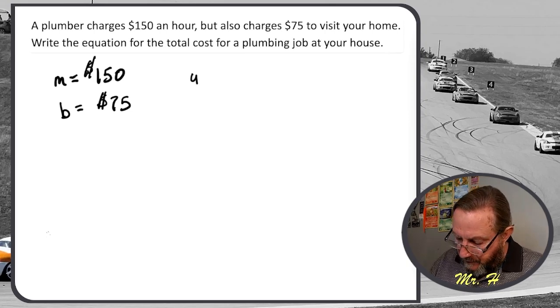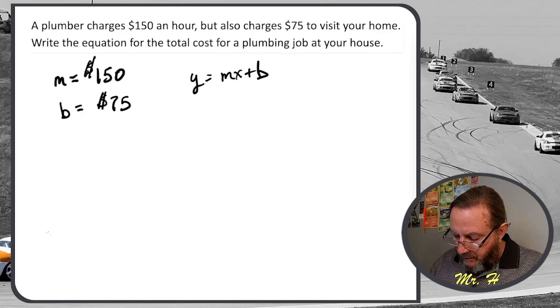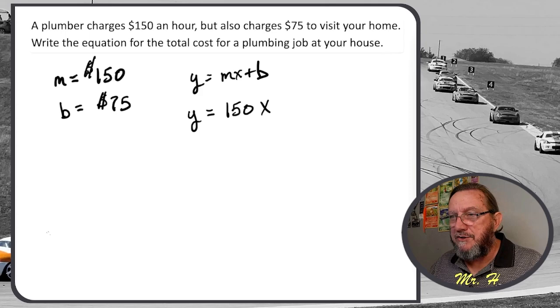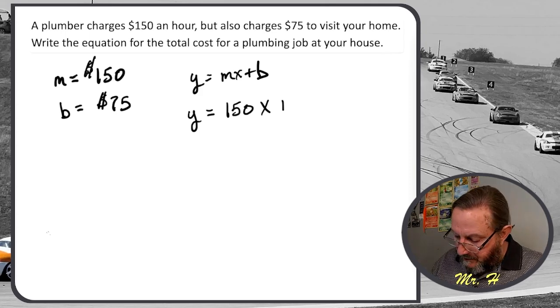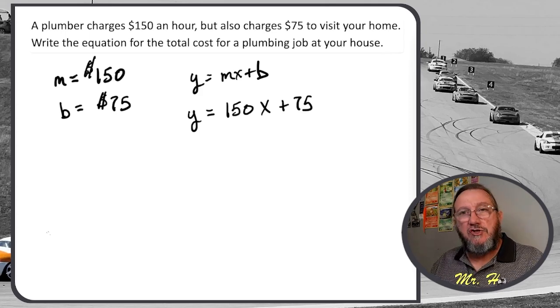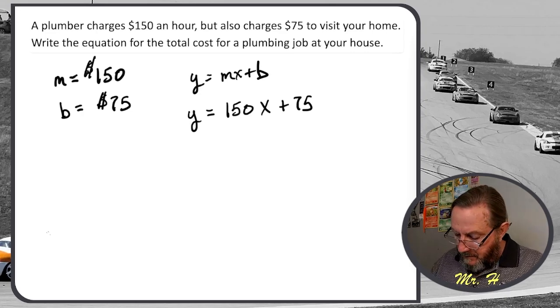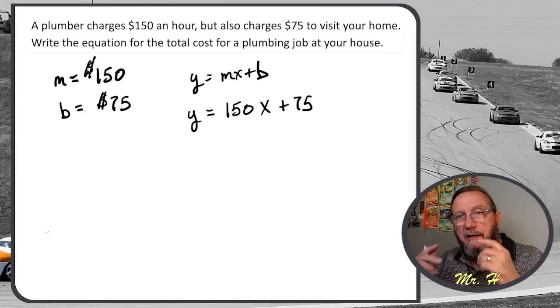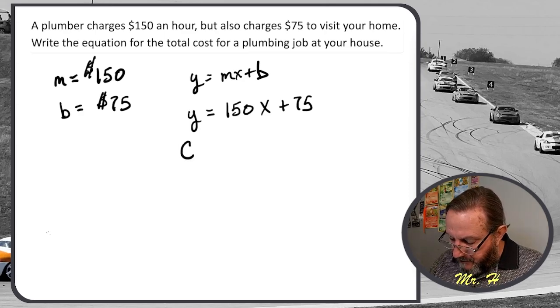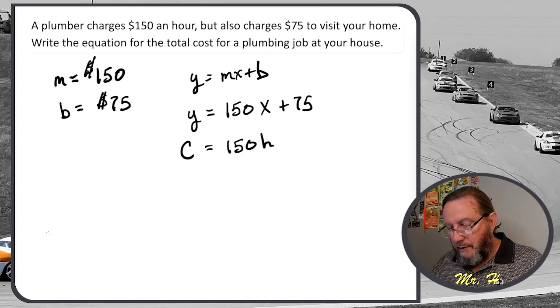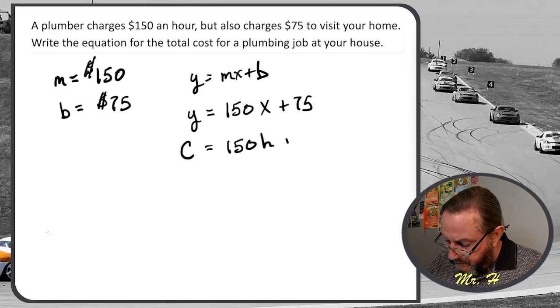We're going to start off looking at this model, y equals mx plus b. We're going to say that y is equal to the slope, that's 150, times x, which represents the number of hours that we're going to work, plus 75, which represents the initial cost, the flat fee for just showing up at the house. Okay. So maybe to write it in a little more meaningful way, we could say that the cost is equal to 150 times h, which represents the number of hours worked, plus 75.